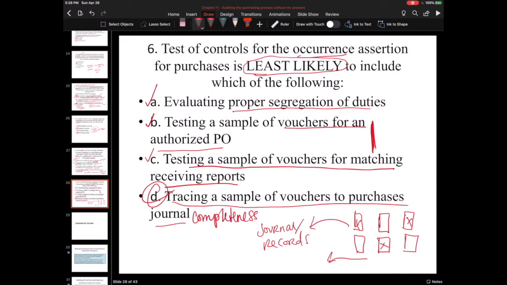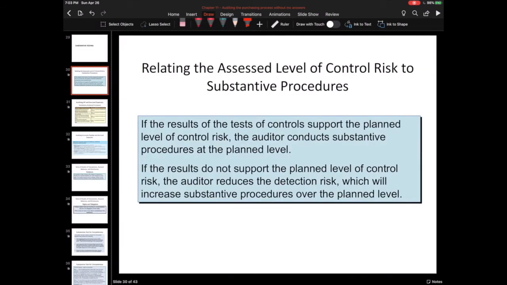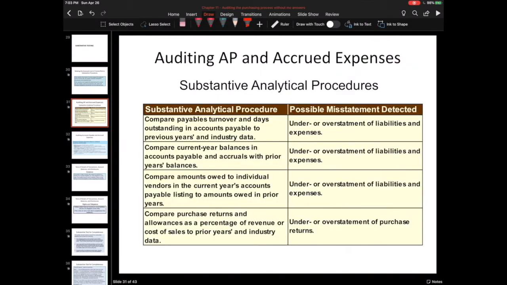So moving on to some slides over substantive testing. As we know, this is our standard slide that just tells us, based on the level of control risk that we wind up with after test of controls, this is going to inform the level of substantive work we do. These are some example substantive analytical procedures that can be performed over AP and accrued expenses.